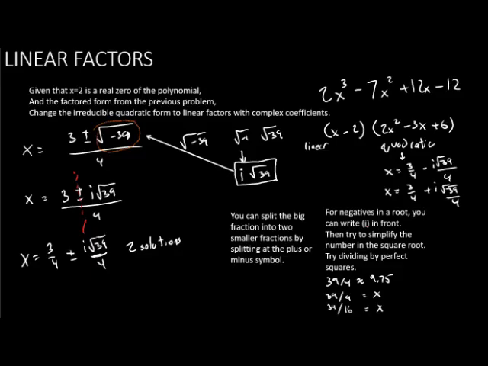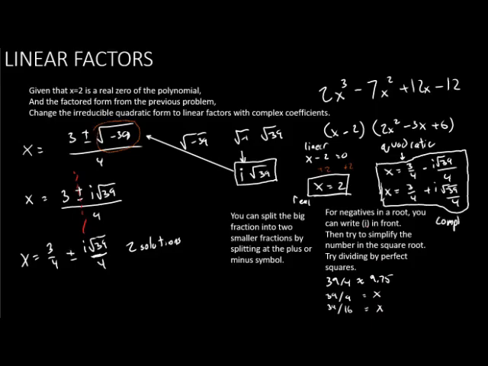And our linear solution will have us setting x minus 2 equal to 0. And then when we solve for x, we'll add 2 to both sides, and we'll end up with x equals 2 for our final solution. These solutions are also called zeros. This x equals 2 we call a real zero, and our other solutions, the 3/4 plus or minus i root 39 over 4, we'll call complex zeros. Now that we have our real and complex zeros, we'll write our linear factors on the next slide.